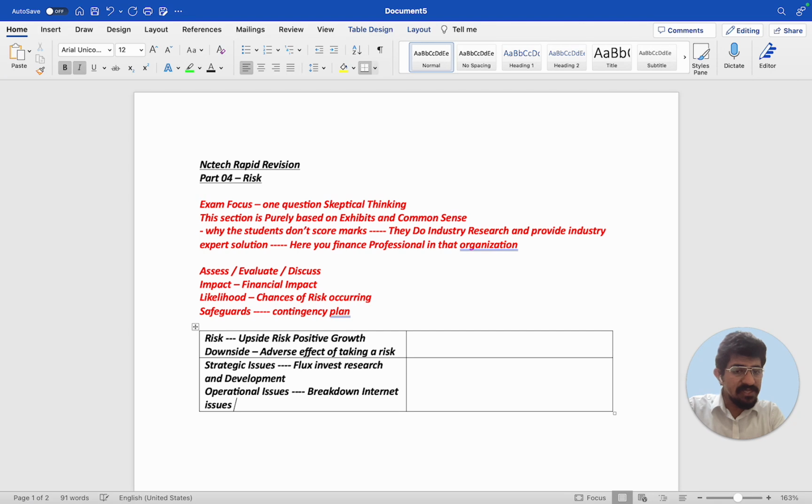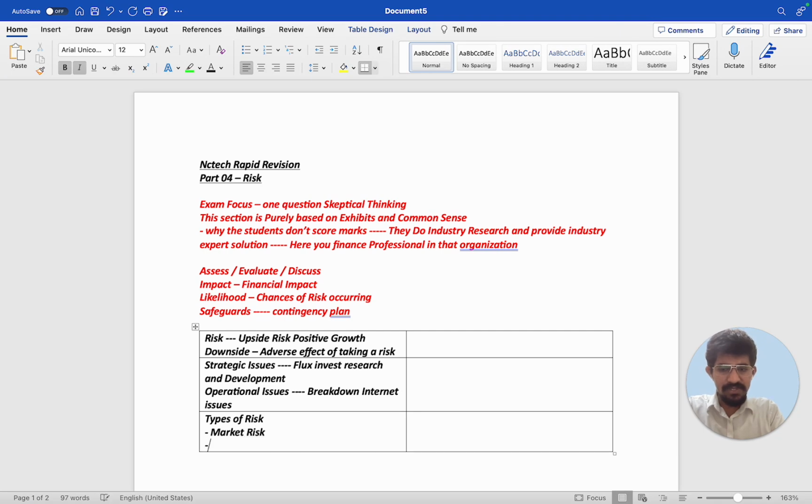Now, what happens with the students is they effectively give the solutions for operational issues for strategic. Strategic is long term, so you have to be very careful with that, students, because it is important. And then, students, there is something called types of risk. Actually, students, no need to memorize anything, but just for an idea, it's like market risk.